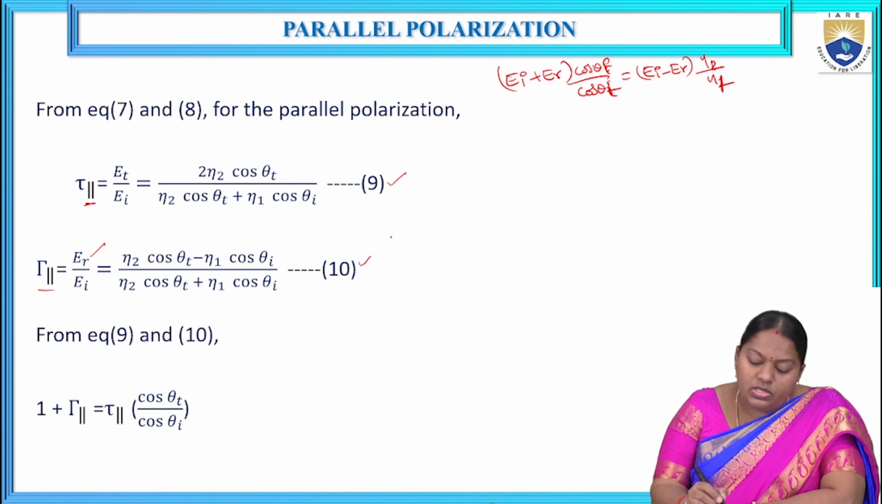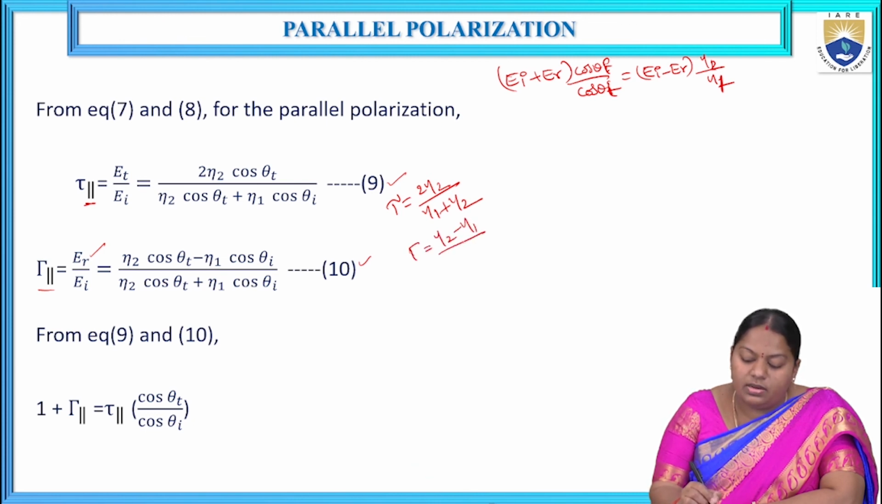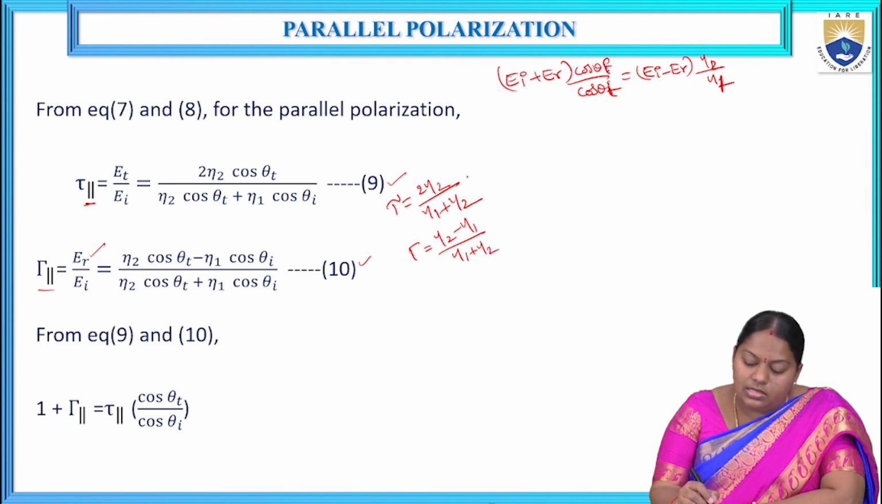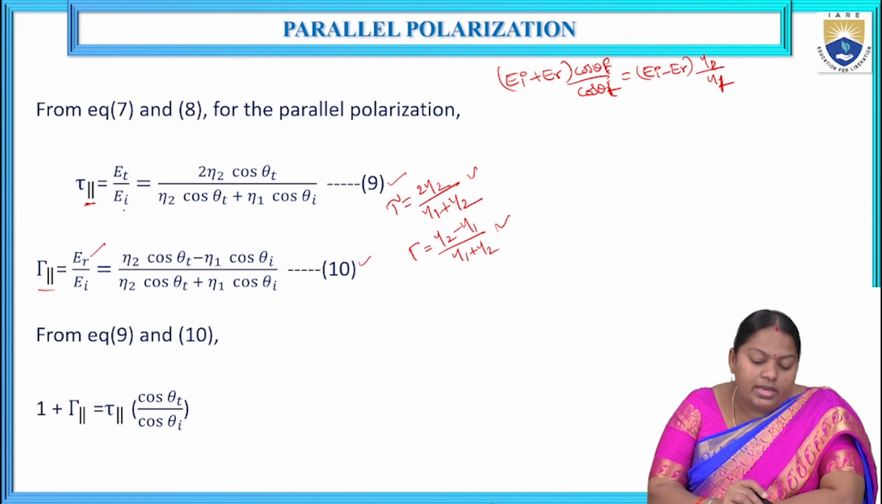The similar equations which we got in normal incidence at a plane dielectric boundary: tau is given by 2 eta 2 by (eta 1 plus eta 2), and the reflection coefficient gamma is given by (eta 2 minus eta 1) by (eta 1 plus eta 2). Normal incidence means there is no refraction angle. Now here, along with the refraction, that is transmission, we have got tau parallel and gamma parallel as Et by Ei and Er by Ei. This is the way we have got the reflection coefficient and transmission coefficient for the parallel polarization.